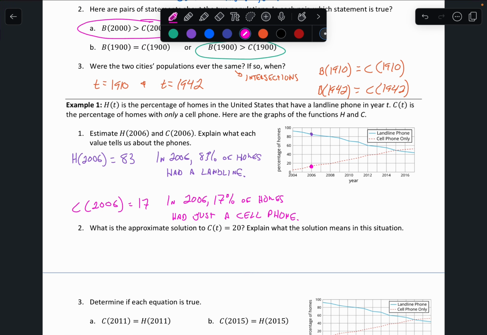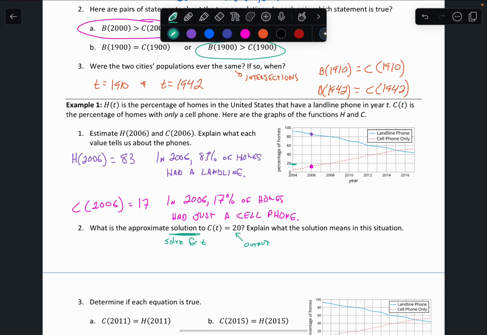So we found those two estimates based off the graph. Now, number 2 is saying, what's the approximate solution? So the solution here is meaning we need to solve for t. All right, so we want to solve for t when c of t equals 20. So this is the output here. We're getting an output of 20%. And so we want to figure out in what year did 20% of homes own a cell phone.